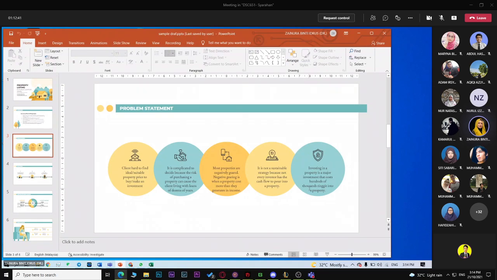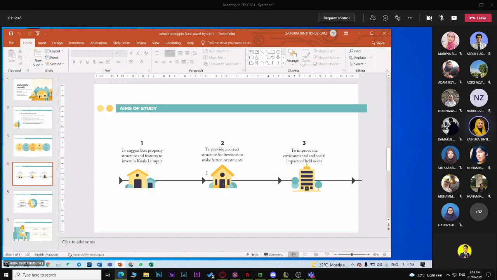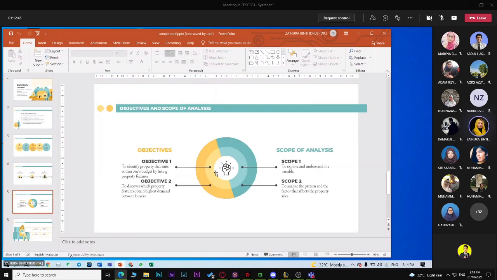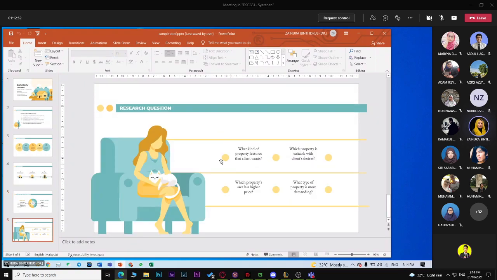Okay, so the problem and then the aim of the study. This is not right either. The objective is wrong here. Objective is wrong. The one that is missing is the research question. Just now there was no research question.